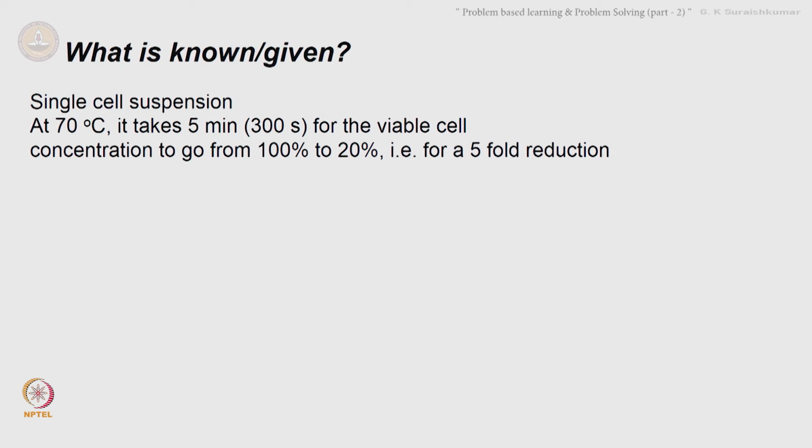Let us take one at a time. Let us take A to begin with. The decimal reduction time is very clearly stated, quite easy to find out, but the student needs to be clear about this. Second, what is known or given: that it is a single cell suspension. At 70 degrees C, it takes 5 minutes or 300 seconds for the viable cell concentration to go from 100% to 20%. That is a 5-fold reduction in cell concentration, and it takes 5 minutes under these conditions.